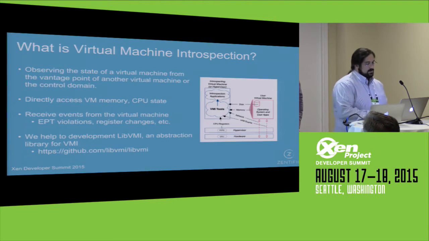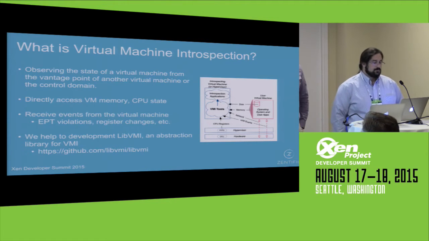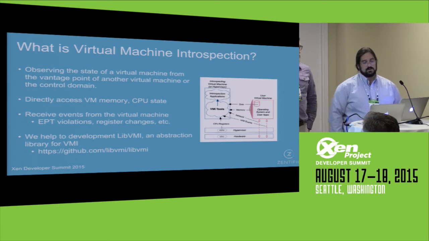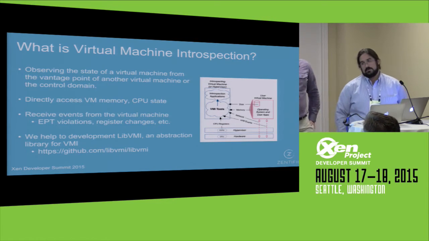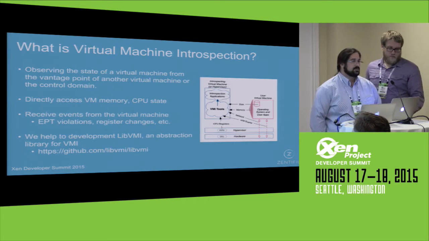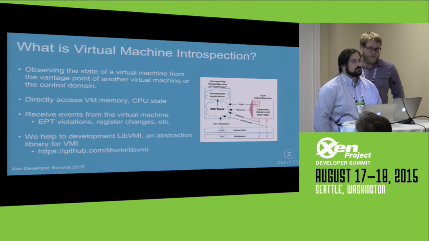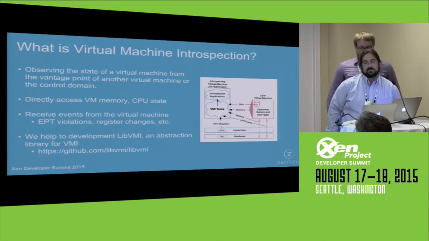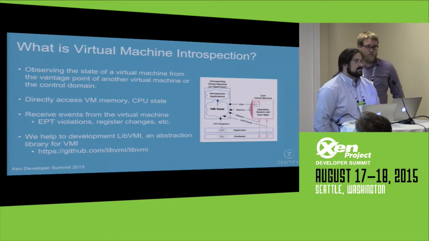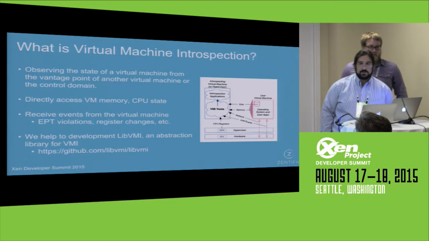So VMI, as Tomas gave a nice overview, is an in-depth view of a virtual machine state. We access the memory, the CPU contexts. We can handle EPT violations, register changes, register writes, and so forth. In particular, it's a very low-level feature, very similar to debugging. As a result, there are a lot of systems which use it at a low level, and that means that it's fairly cumbersome, which is unfortunate because we're all familiar with debugging.